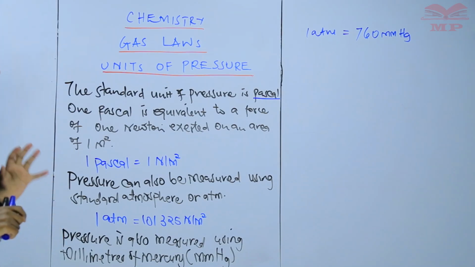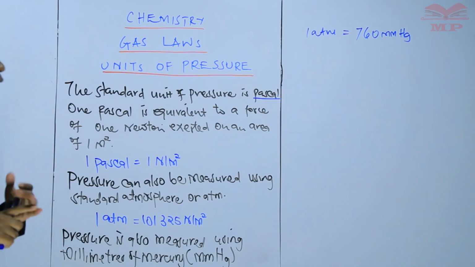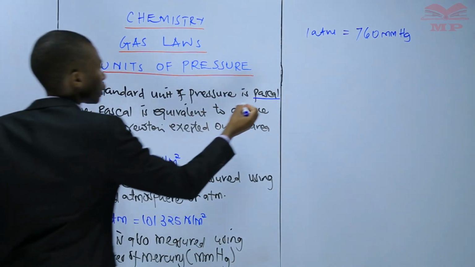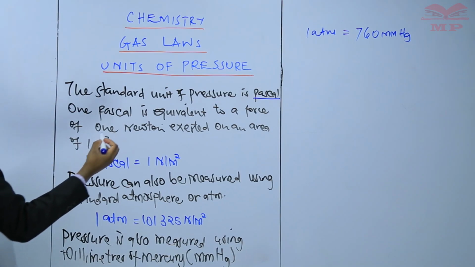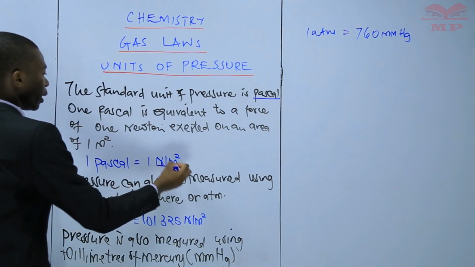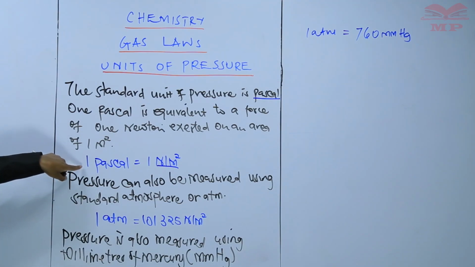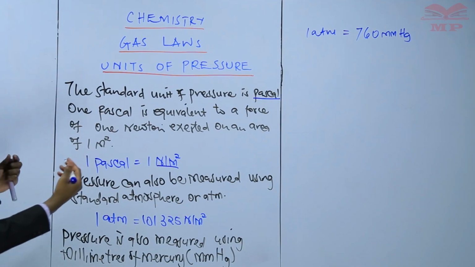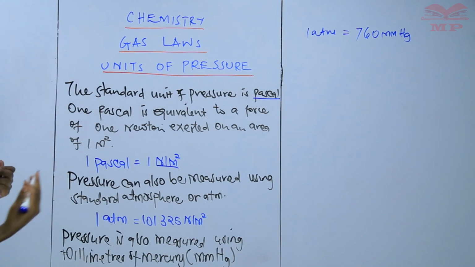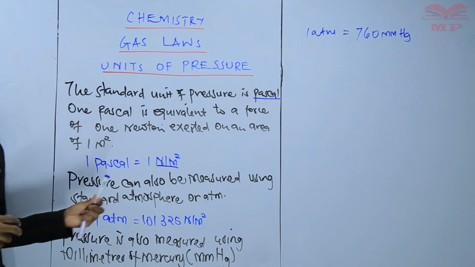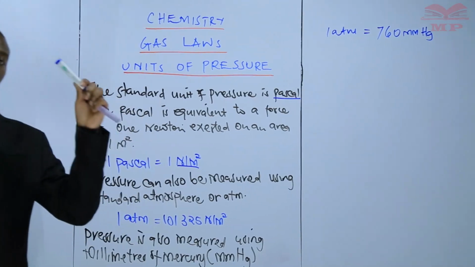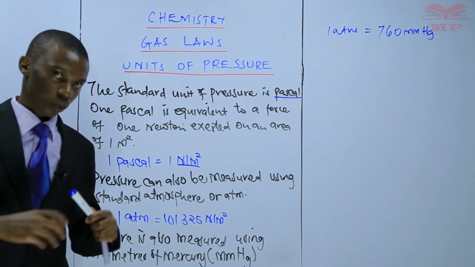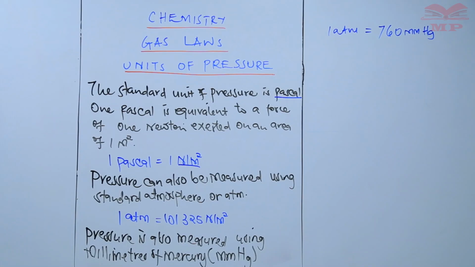Therefore, those are our 4 units of pressure, which are Pascals, being the first one. The second, we have said, is Newtons per meter squared. And we have this illustration where we say that 1 Pascal is equivalent to a force of 1 Newton exerted on an area of 1 meter squared, meaning it's an area of 1 meter by 1 meter, so that it is 1 meter squared.